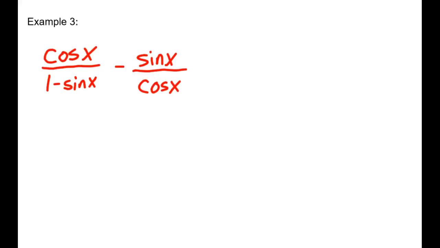Example 3, we want to simplify the expression cosine x divided by 1 minus sine x minus sine x over cosine x. So in this one we have two rational expressions. If we're going to combine this into one, we have to have a common denominator. So we have to multiply the first fraction by cosine x over cosine x, and the second one we have to multiply by 1 minus sine x over 1 minus sine x, because then we will have a common denominator.